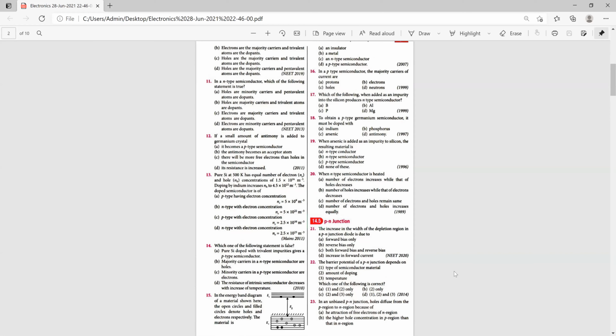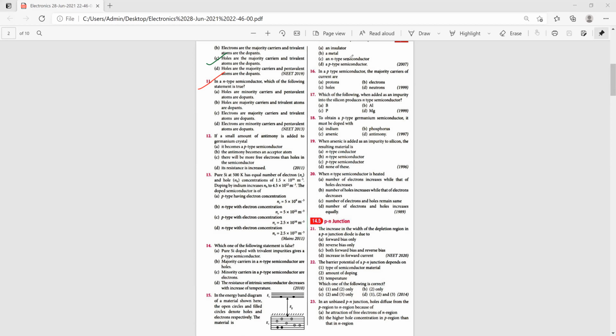So in p-type semiconductor, holes are the majority charge carriers and trivalent atoms are the dopants, such as aluminum and gallium. Therefore, for 10th one, C one is the right answer.